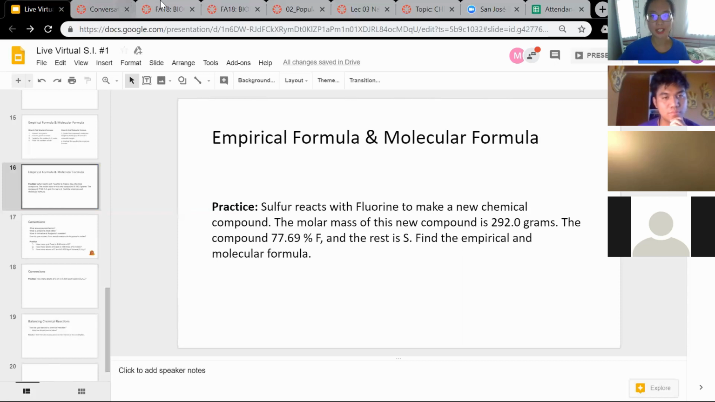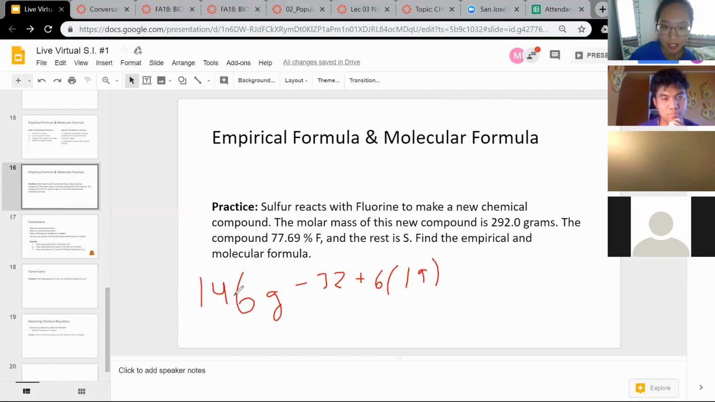First, we need to calculate the molar mass of our current compound. And I got 146 grams. To do that, I got 1 mole of sulfur, which is 32 grams, plus we have 6 moles of fluorine, and that's 19 grams. When you do that calculation, you should get 146. Okay, so 146 does not match 292.